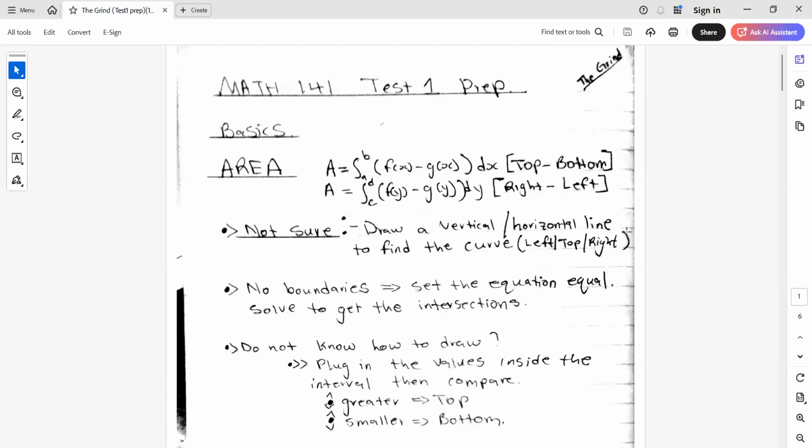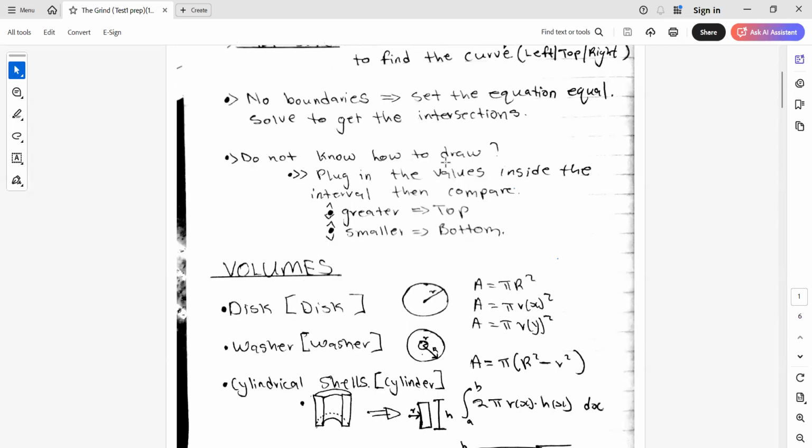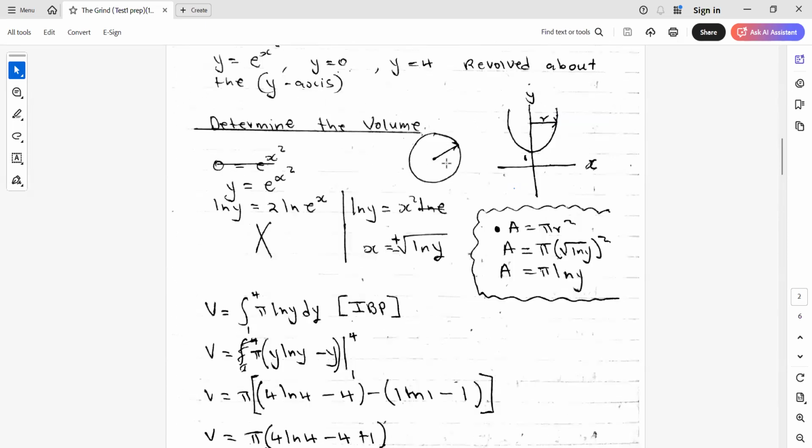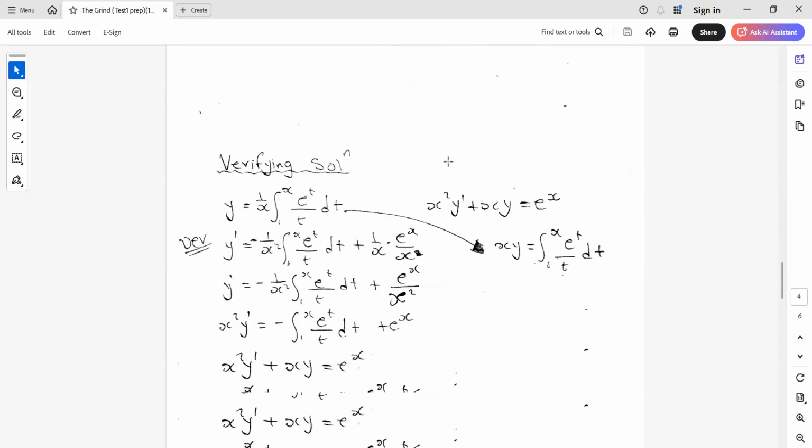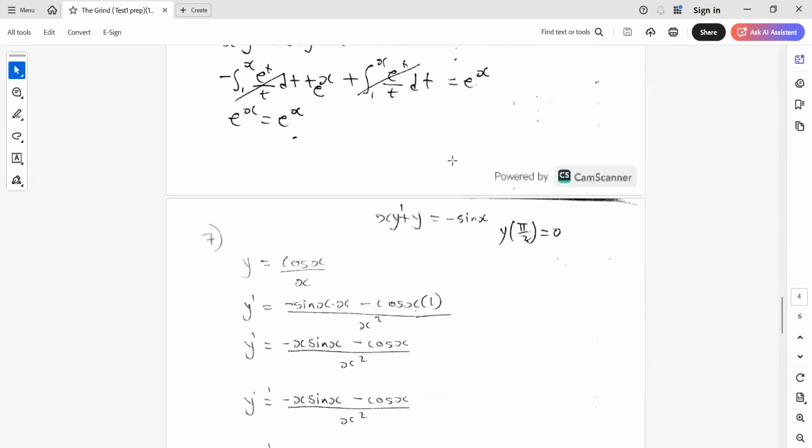If I throw all the examples, maybe the problem is going to be a lot of problems out there, and then tutorial problems as well. And then at the end of the day, you don't know what you're going to find on the test, right? So it's better to start with the basics. So I'm just going to be covering the area, the volumes, arc length, and all that, and what else? Parameterized curves and then verifying the solution.